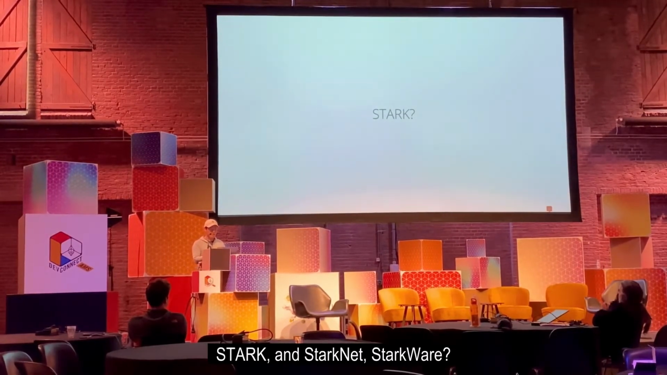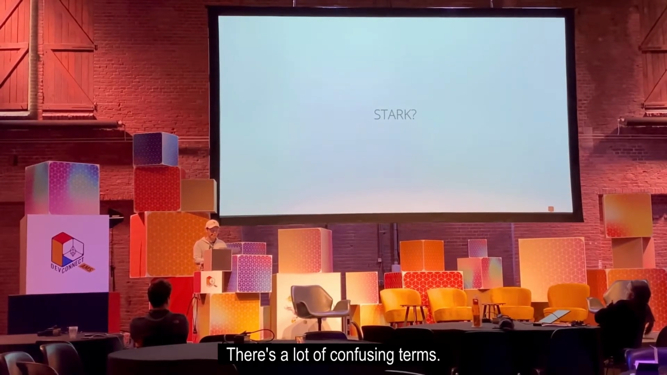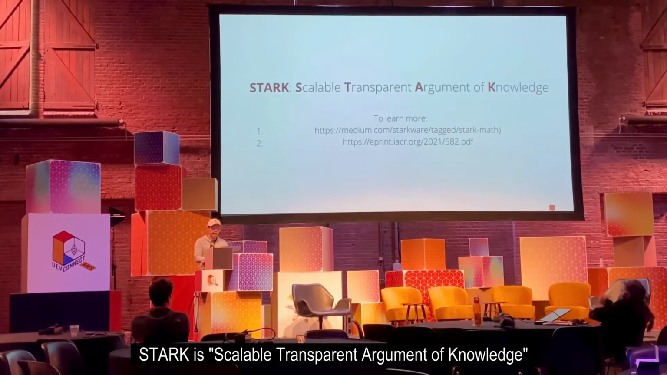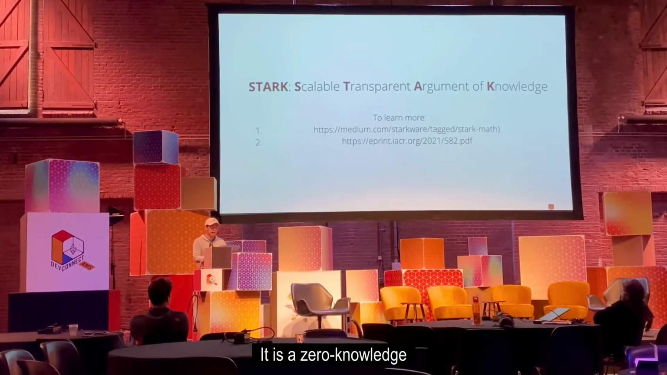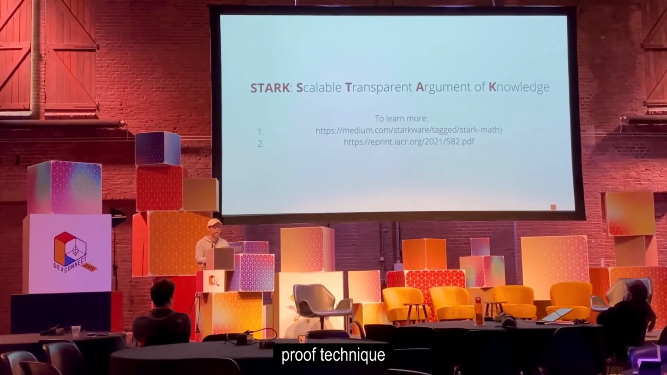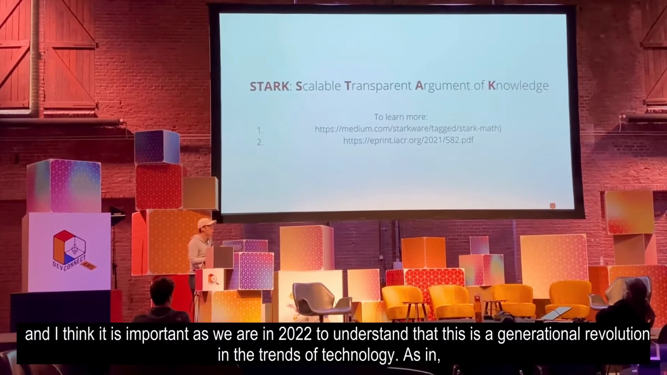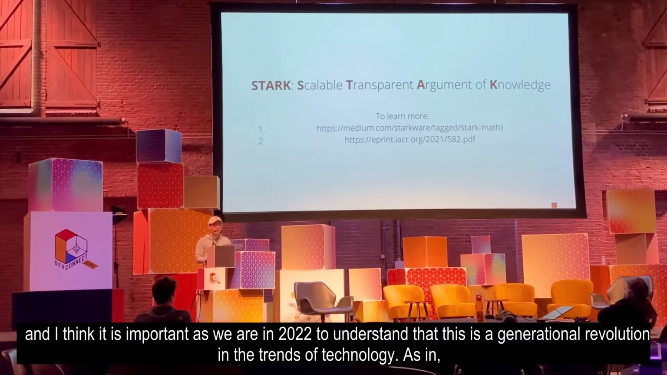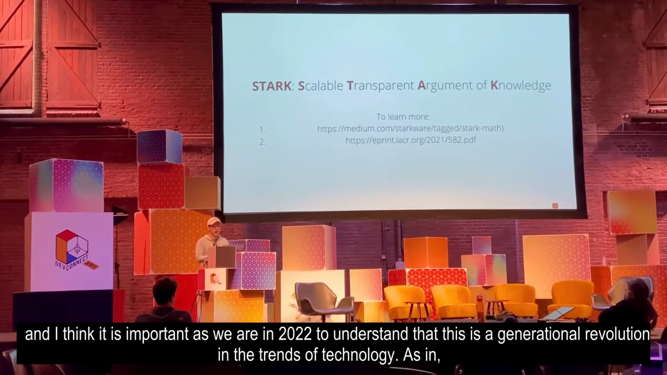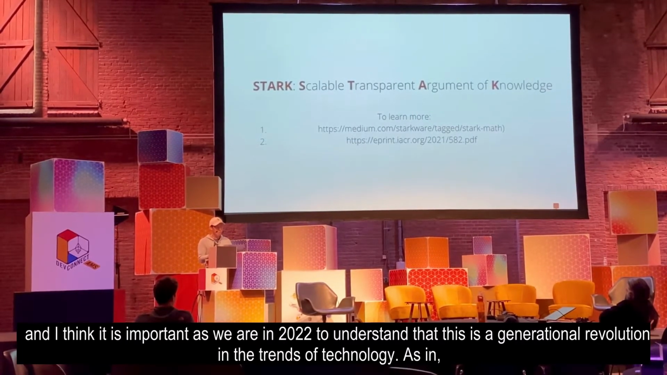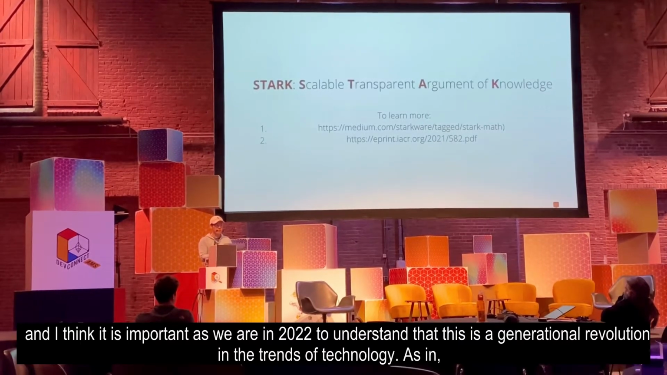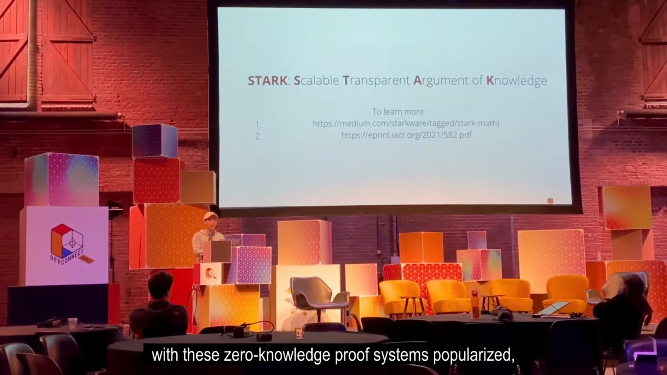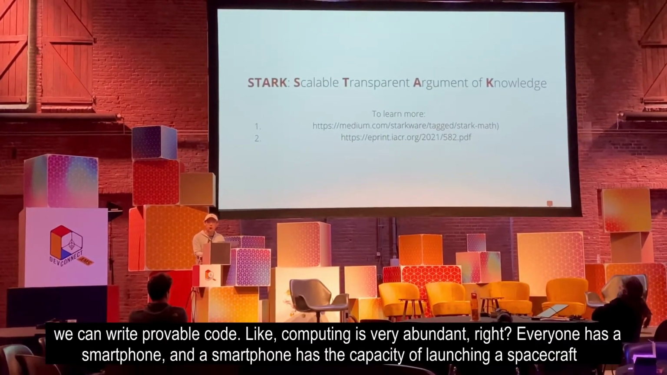StarkNet, Starkware, just a lot of confusing terms. Stark is scalable, transparent argument of knowledge, a zero-knowledge proof technique to prove computation. And I think it's actually important, as we are in 2022, to understand that this is a generational revolution in the trends of technology. As in, with these zero-knowledge proof systems popularized, we can write provable code.